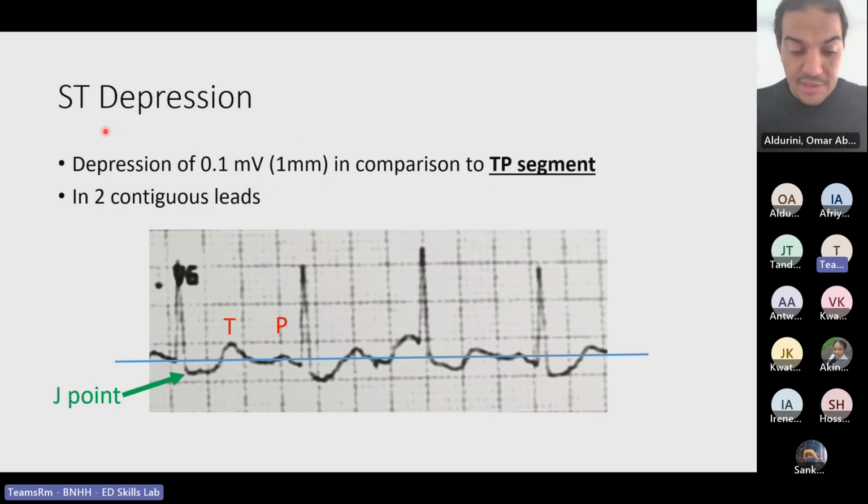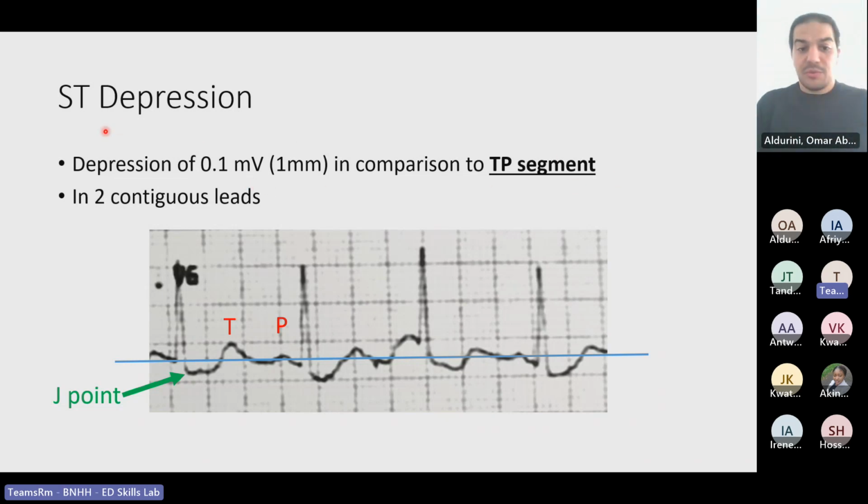Okay? And as we said before, this change should happen in at least 2 leads in the same area. So for the anterior leads, we are speaking about V1 through V4. If I have 2 leads with ST segment depression, then this is a significant change, and this will raise our suspicion for ischemia up to 30%.